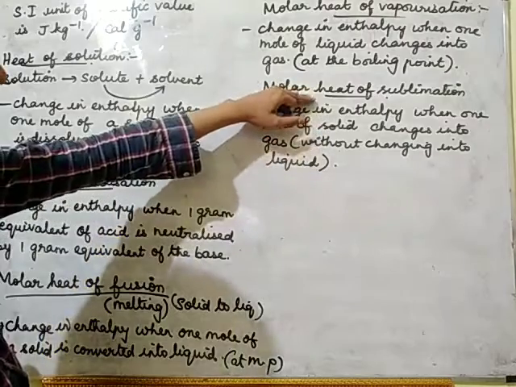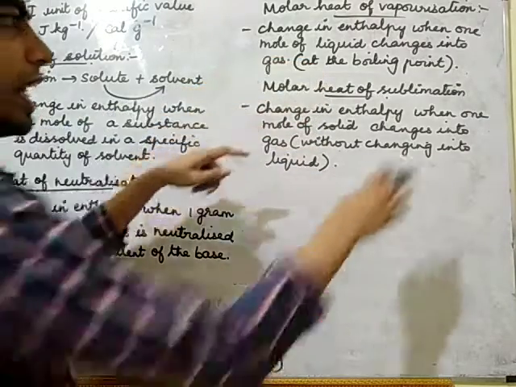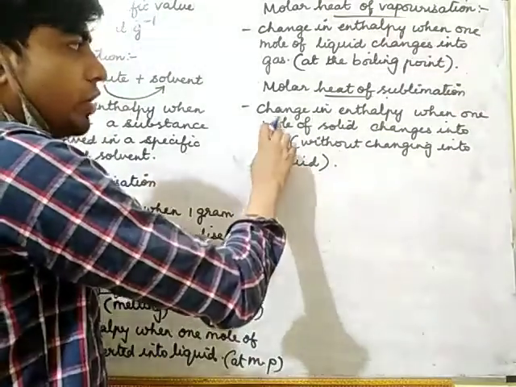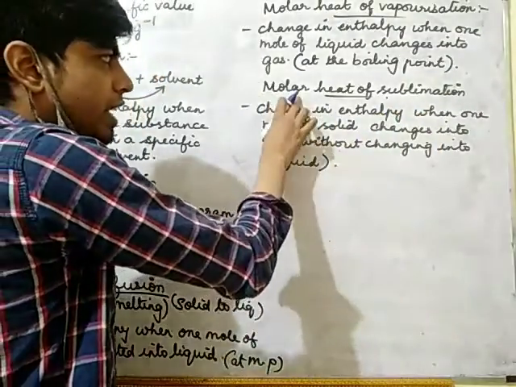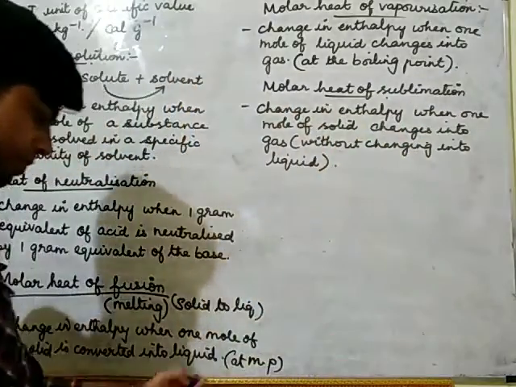Suppose if they are not giving molar, you should not write 1 mole. You should simply write change in enthalpy when solid changes to gas. If they give molar, then you should mention 1 mole.